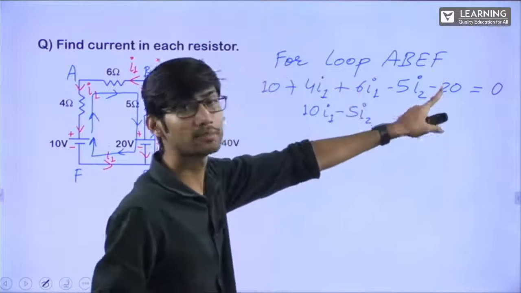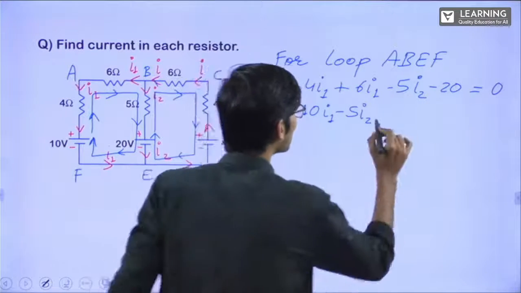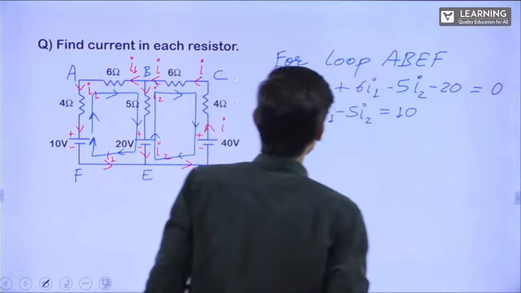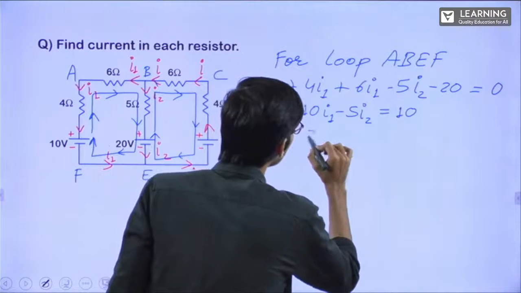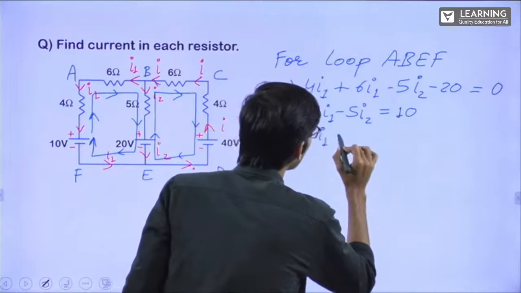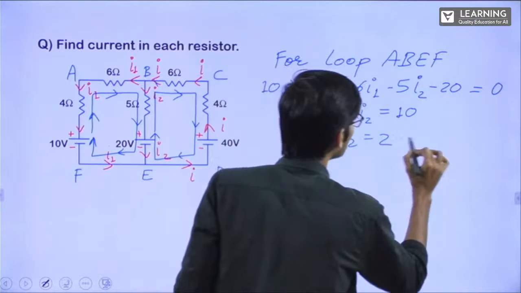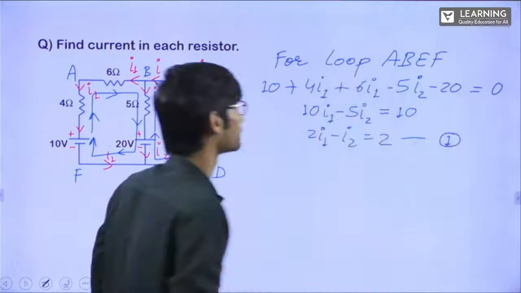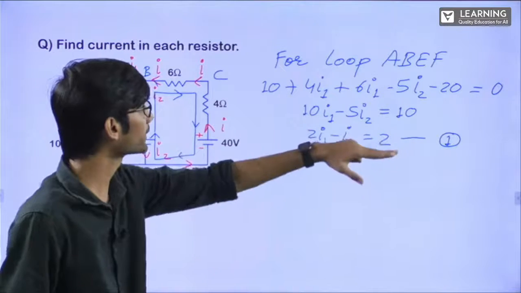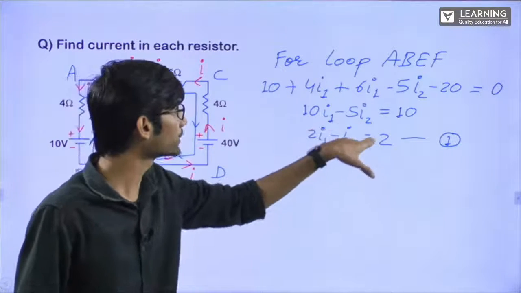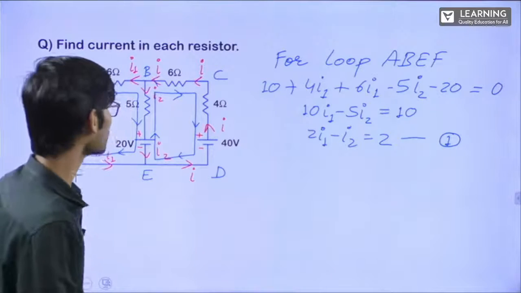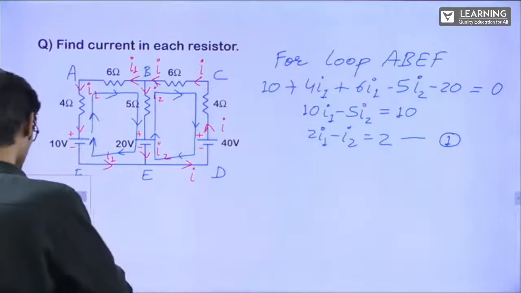10 minus 20 is -10. If it goes to the other side, it will become 10. Simplifying this more, I am dividing the entire thing by 5. This will be 2I1 - I2 equal to 2. This is the first equation. See, if I divide the entire thing by 5, this will be 2I1 - I2 is equal to 2. Now, another loop.